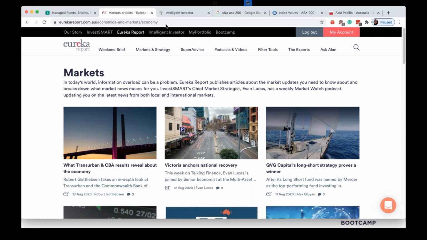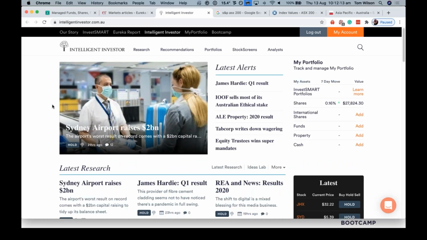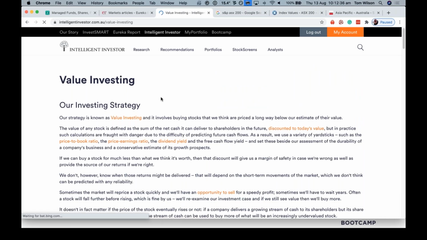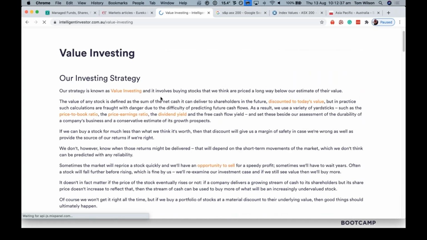So basically, Intelligent Investor, at the top here, there's a little black bar. Here we go. So you've got the research that they talk about. If they're covering a particular share, a particular ASX stock, such as Sydney Airport, you'll see their little recommendation here as well. So at the moment, it's a hold. If you want to find out more about what they mean, if you go up to recommendations, you can go to value investing, and they talk about what value investing is, what's their method behind it.